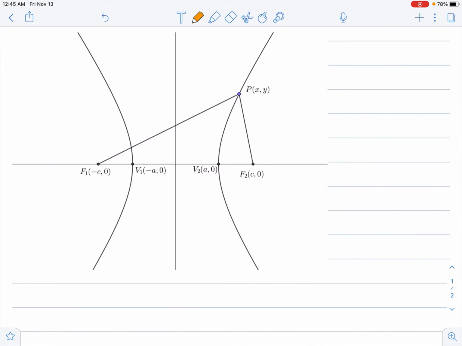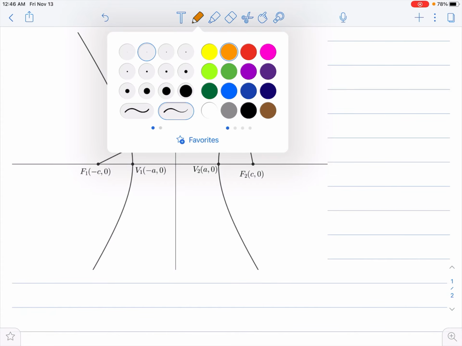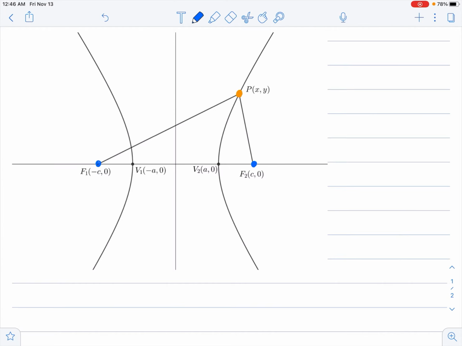Now, suppose this is a point on the hyperbola, and these two are the foci, then the difference between the distances ng point doon sa foci. So for example, this is distance 1 and this is distance 2. Yung difference ng distances nila ay constant. So d1 minus d2 is some constant k. So hindi pa natin alam kung ano yung k.